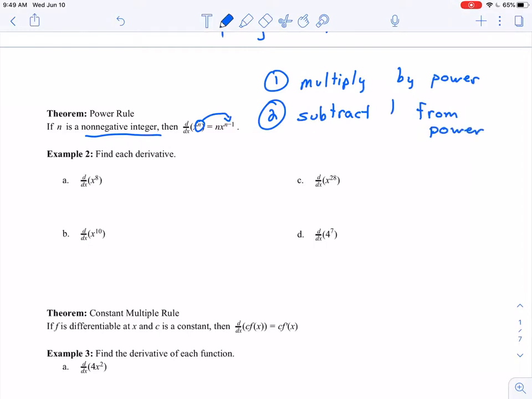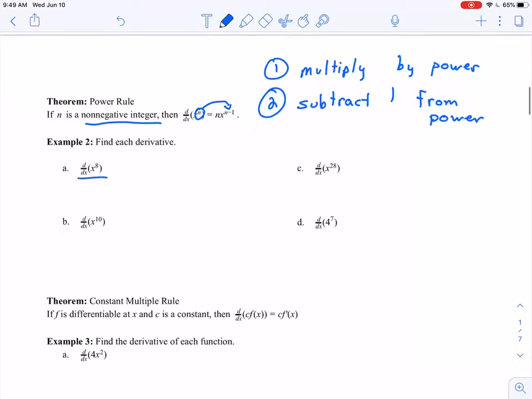So let's see if we can apply this here just to find some simpler derivatives. Part A, here this says find the derivative of x to the 8th. So if I want to find the derivative, I would multiply by my power, 8x, subtract 1 from my power, I would have x to the 7th power. There's my derivative. Didn't have to use that long limit definition, break it up into 4 steps. Nope, I just multiply by the power, subtract 1 from the power. It's really, really nice.